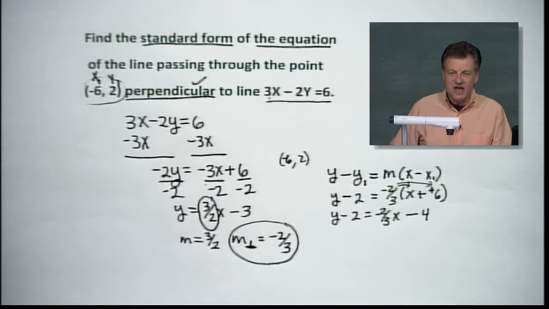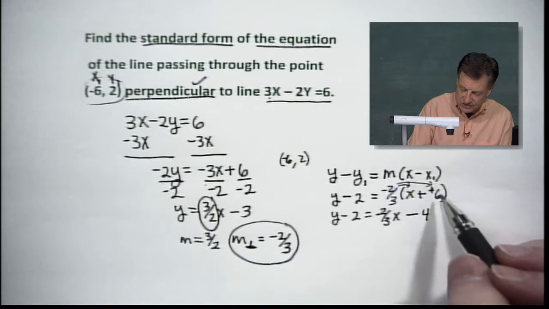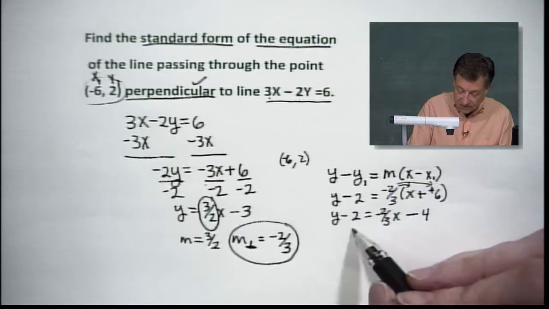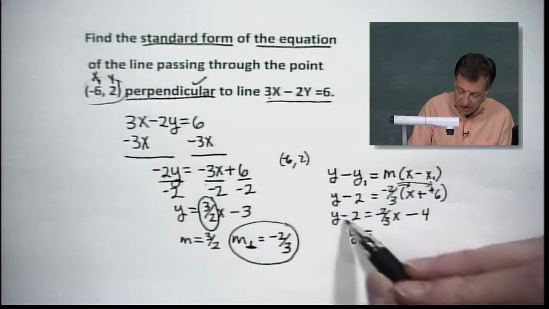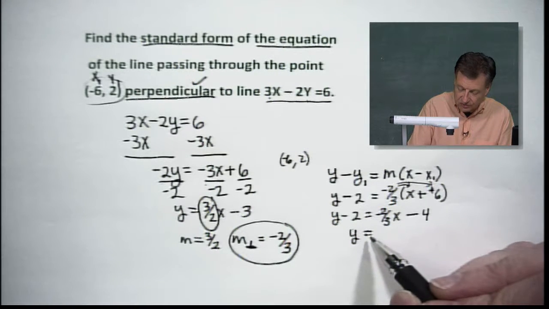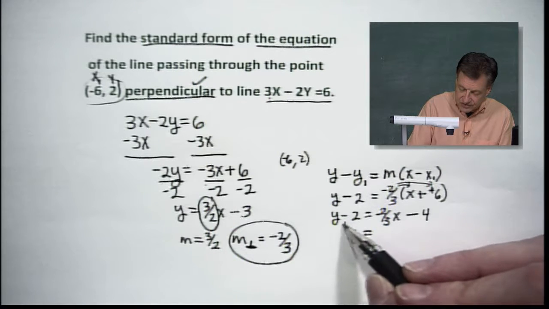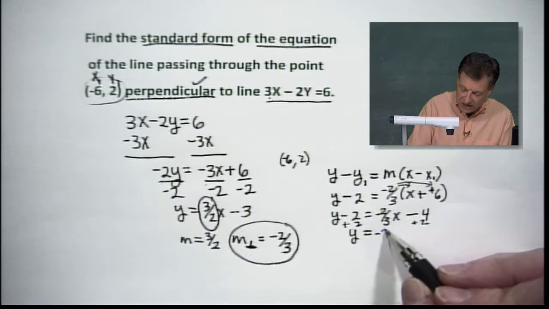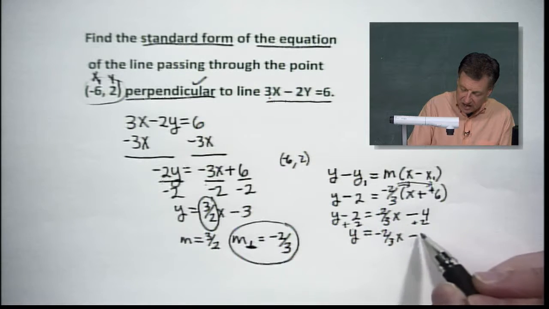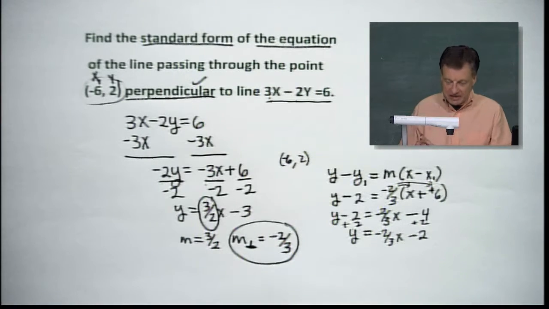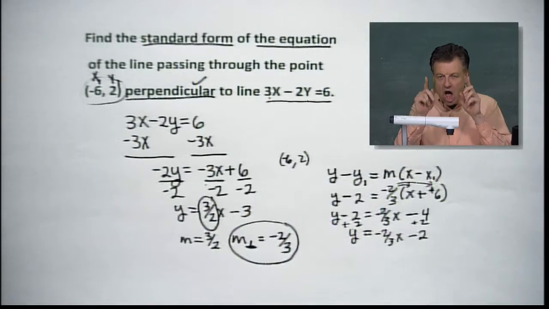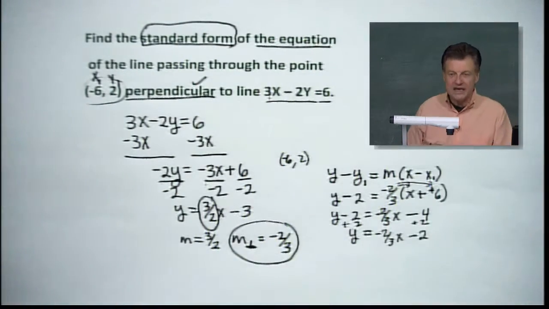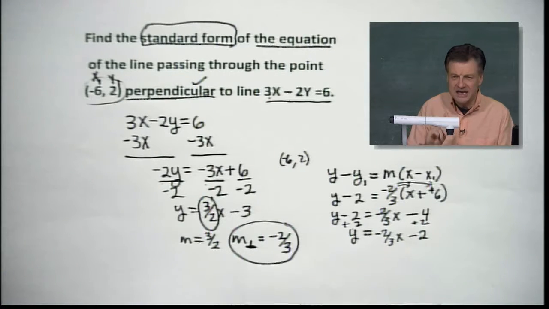So at this point, we've done the hard part. We have taken 2/3 of 6, and that was the hard part, really. Now we need to get y by itself for this point. We're going to say y equals, what are we going to do? We're going to add 2, and that's going to give us y equals negative 2/3 x minus 2. And everybody says, oh, are we done? Almost. We have slope-intercept form. We got to get to standard form.